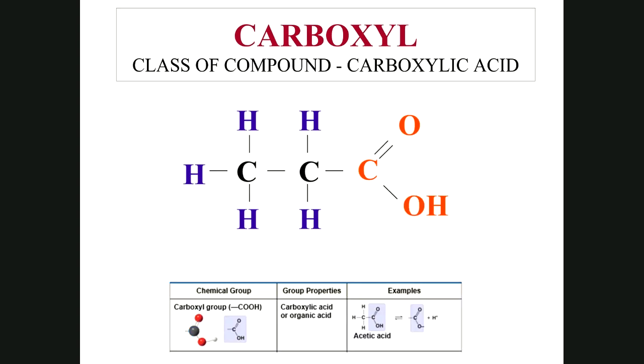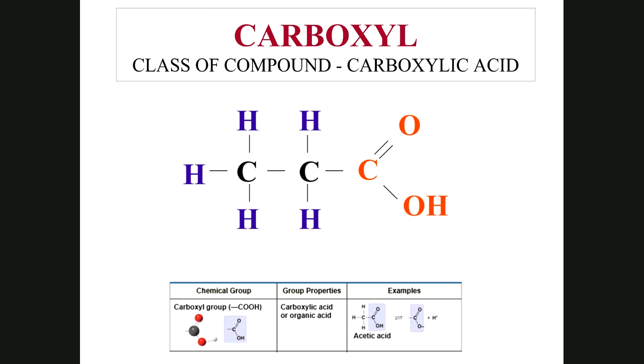Here's the carboxyl group here. See, it's a C double bond O, OH. So carbon still has 4 bonds. Carbon to carbon, that's 1. 2 for oxygens, double bond, 2 pairs, and 1 to the other oxygen. So there are 4 bonds around that carbon. But C double bond OOH is a carboxylic acid group.